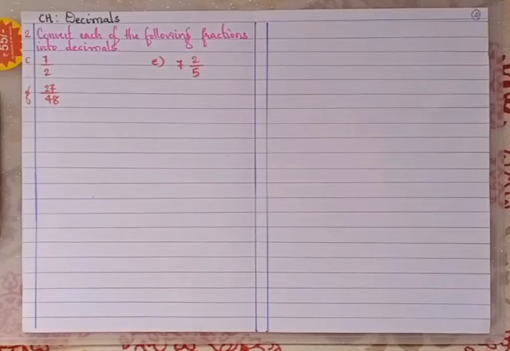Dear children, now let's continue the chapter decimals from book 2. We are dealing with convert each of the following fractions into decimals. So we are going to see how to convert the fractions into decimal. If the improper fraction or mixed fractions are given, first we have to make the improper fractions proper, or we have to reduce it to the lowest term.